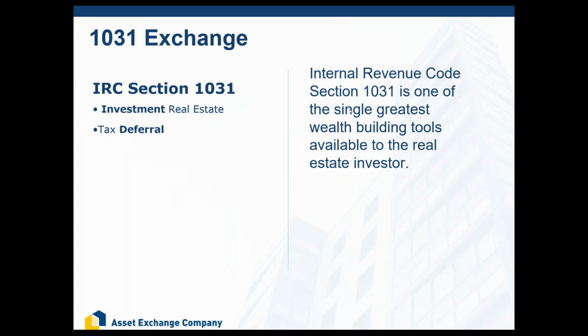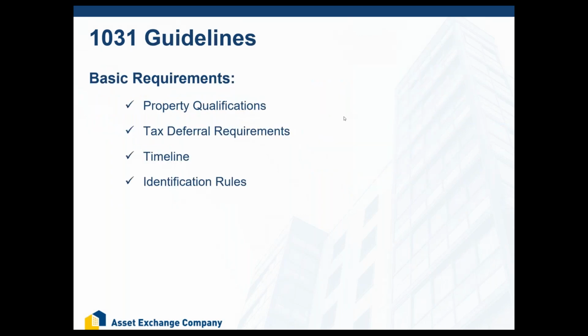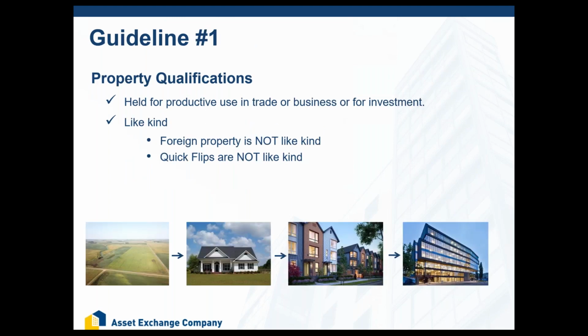Now, in order to do a 1031 exchange, you need to follow some guidelines. I've broken down what is a very complicated piece of tax law into 4 basic requirements. Requirement number 1: when you do a 1031 exchange, you can only do an exchange on a property that qualifies. How does a property qualify for 1031 exchange? Well, it has to have been held for productive use in trade or business or for investment. So what does that mean? Well, it means rental properties, it means office buildings. Those are business investment properties.